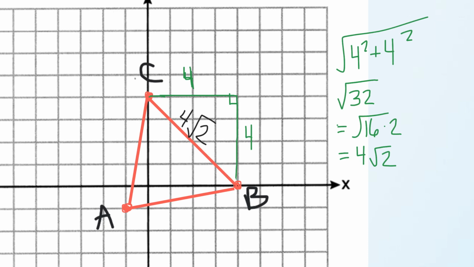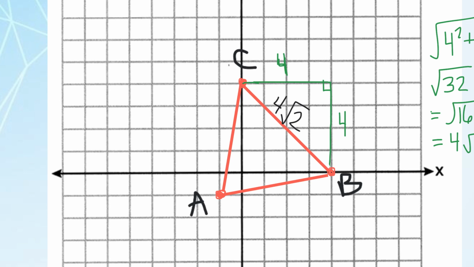All right, now let's take a look at the line from A to C. Here we've got a horizontal distance of 1 and a vertical distance of 2, 4, 5. So we'll use the Pythagorean theorem again to find that hypotenuse length. That would be the square root of 1 squared plus 5 squared, which is root 26.